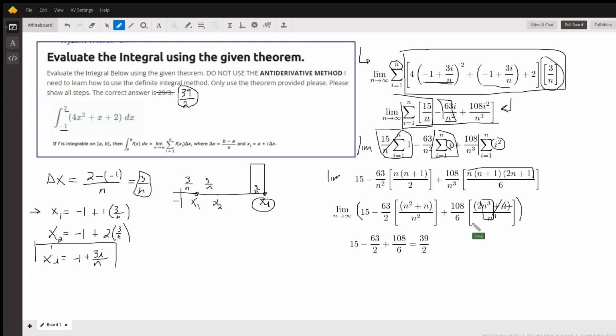That's why what we really get is 15 minus 63 halves. This should have been 108 thirds, not 6. I got carried away. Because this 2 cancels into this 6, leaving a 3. Okay, and then if you get a common denominator, combine these all together, and reduce, you get 39 halves. I'll let you double check that.